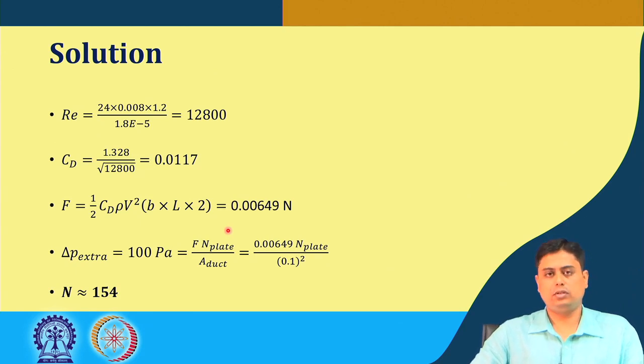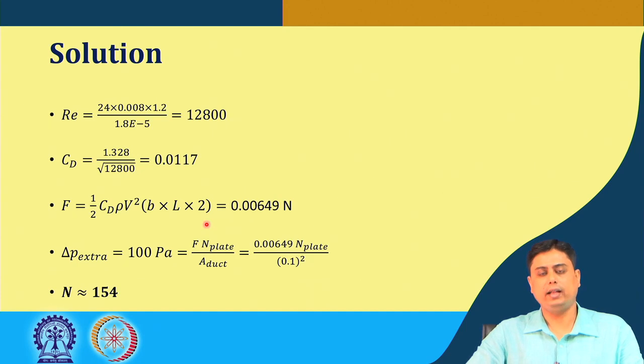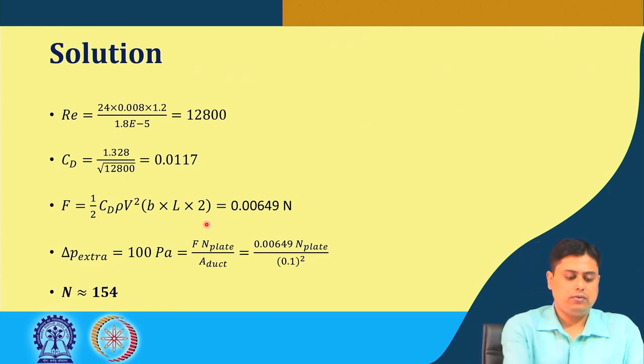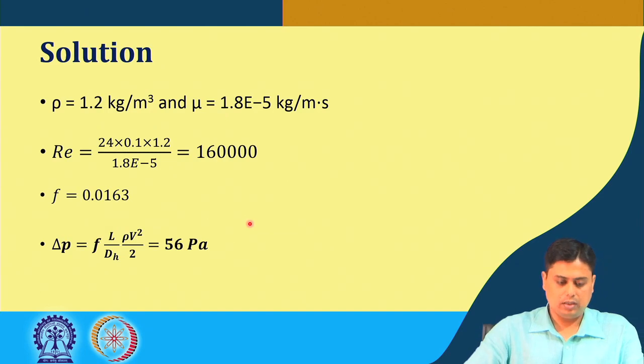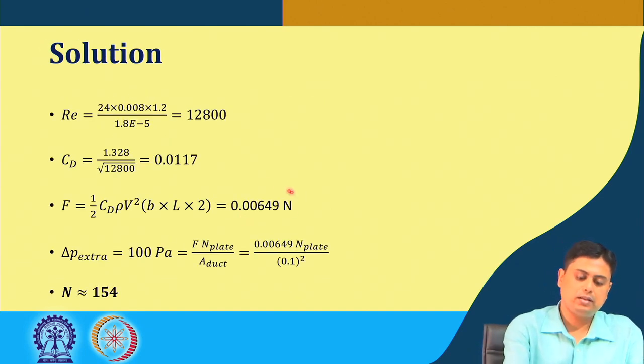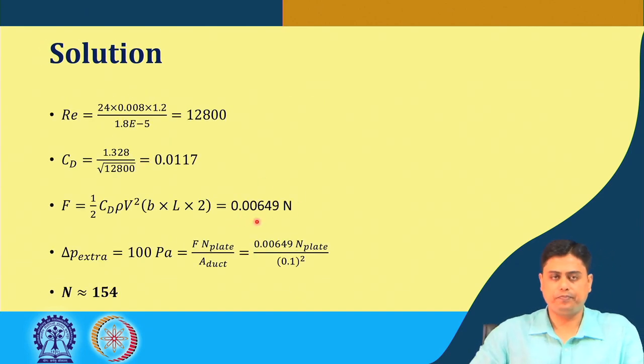The drag force equation: FD is CD multiplied by half rho v square multiplied by the area on which it is acting. Now here the flat plates are in line with the airflow, so both the top and bottom surfaces are exposed for this drag force to act. Therefore the total drag force on a single plate is this value.